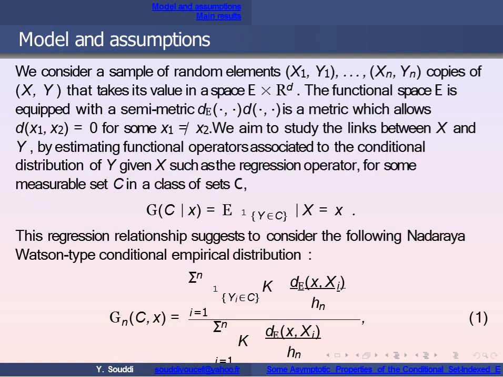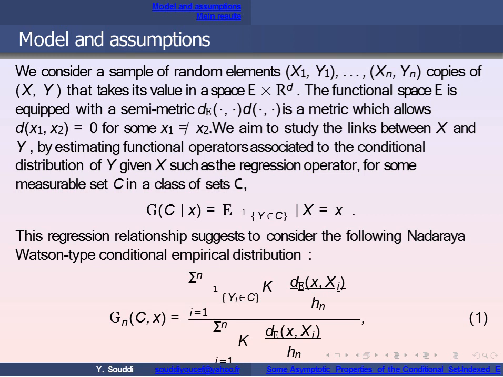So, our model and assumptions. We consider samples of random elements (X1, Y1), copies of (X, Y), that take values in E times R^d. The functional space E is equipped with the semi-metric d_E. We aim to study the link between X and Y by estimating the functional operator associated with the conditional distribution of Y given X, such as the regression operator, for some measurable C in the class of sets defined by this formula.